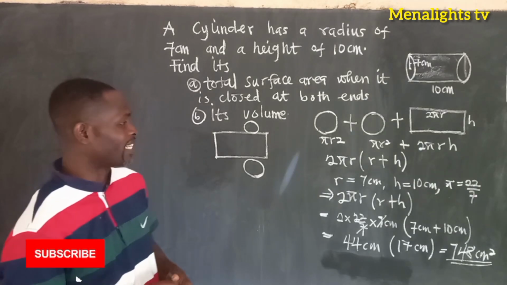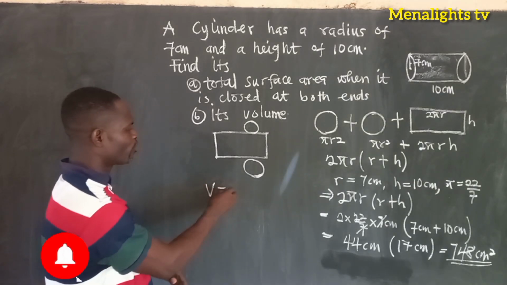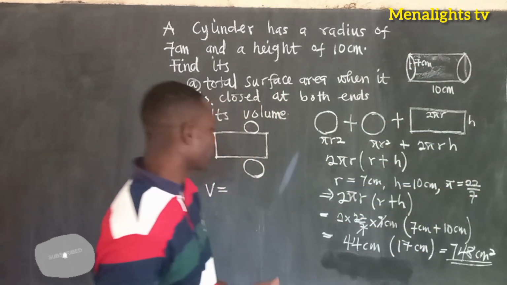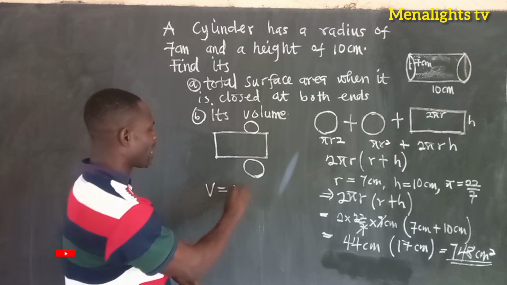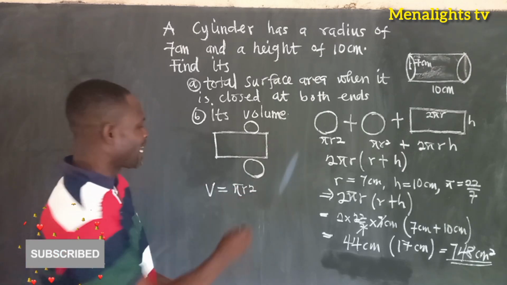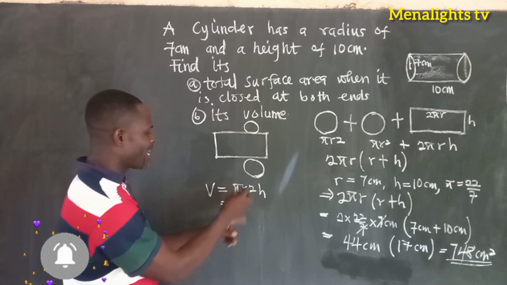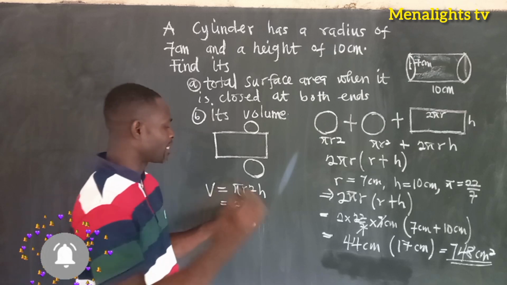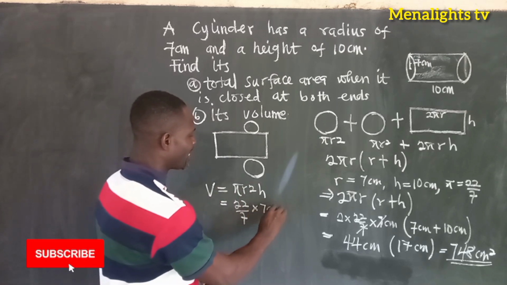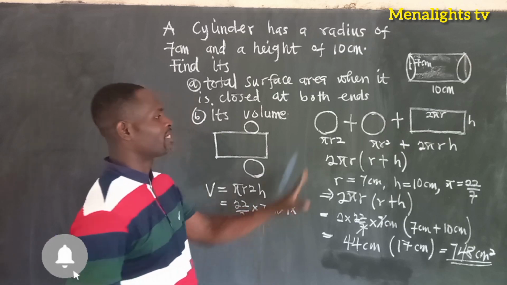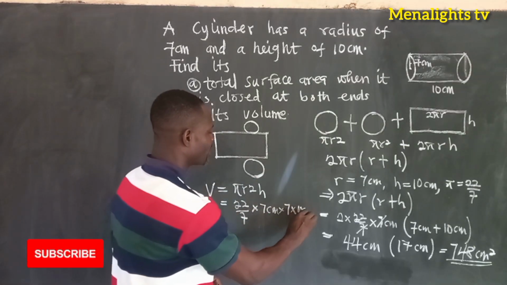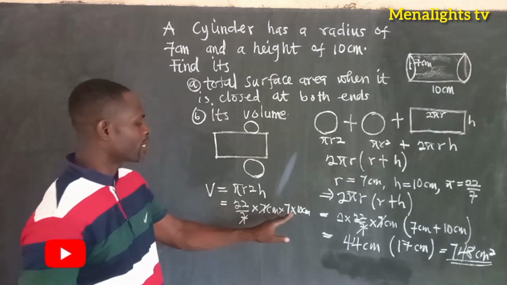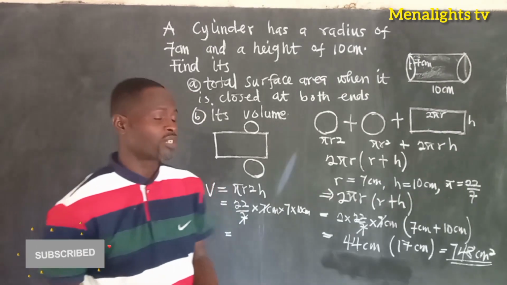Now we come to the volume of a cylinder. The volume is equal to the area of the circular base times the height. The area of the circular base is pi radius squared, then times the height. So the pi is 22 over 7 times the radius, 7 centimeters times 7 centimeters, times the height, which is 10 centimeters. Here this 7 will cancel the 7. Then 22 times 7 will give us 154 centimeters.